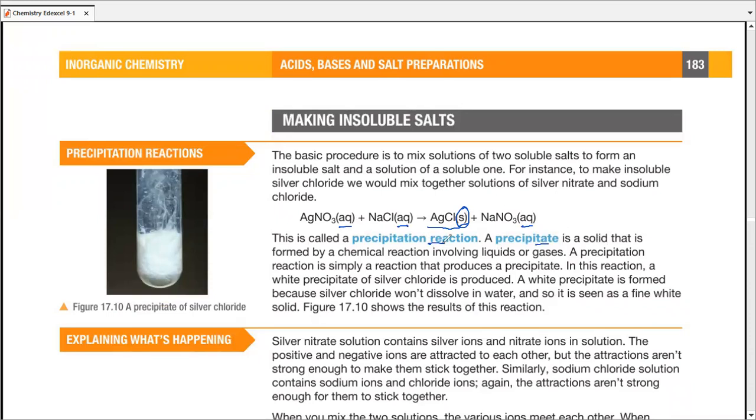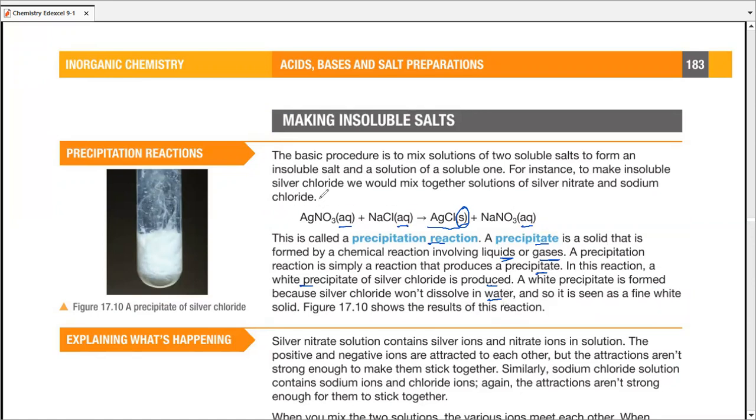This is a precipitation reaction. Precipitate is that exact solid which is formed by the chemical reaction. This may also involve liquids or gases. A precipitation reaction simply produces a precipitate, or a solid that is insoluble, so it settles down and does not dissolve. Sometimes the precipitates have colors, like it can be white, it can be yellow, it can have different colors. Since they don't dissolve in water, you can easily separate them with the method of filtration.